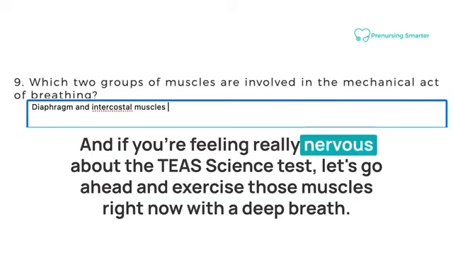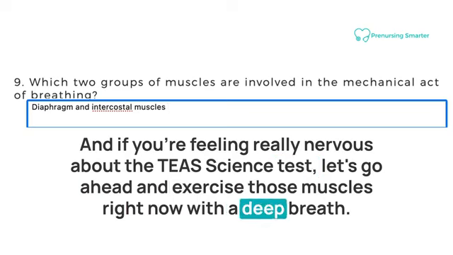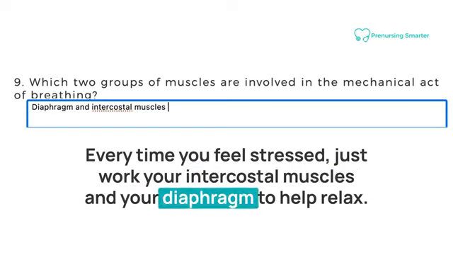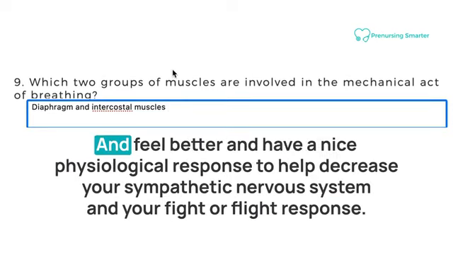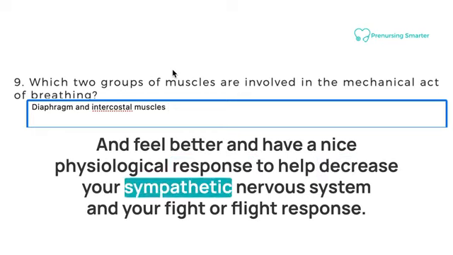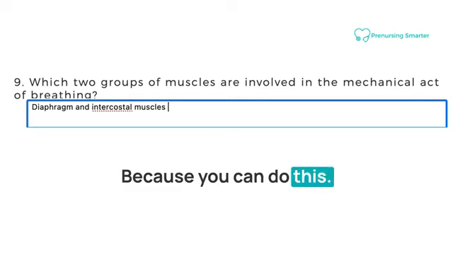And if you're feeling really nervous about the T-Science test, let's go ahead and exercise those muscles right now with a deep breath. Every time you feel stressed, just work your intercostal muscles and your diaphragm to help relax and feel better and have a nice physiological response to help decrease your sympathetic nervous system and your fight or flight response. Because you can do this.